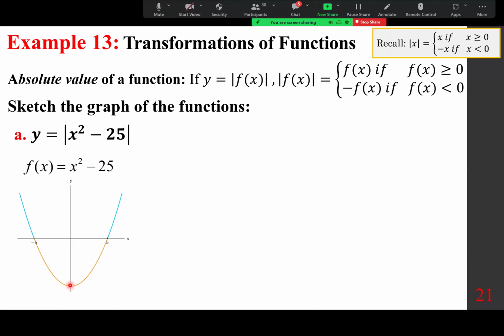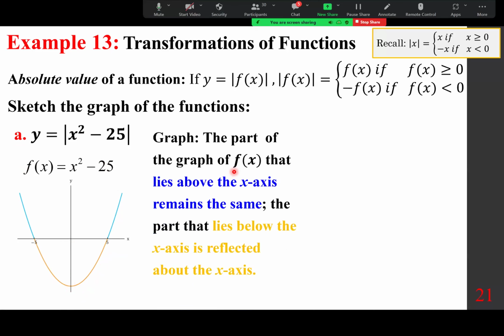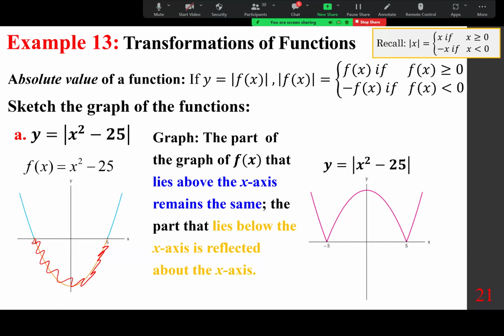Then pay attention to this process. The part of the graph of f of x that lies above the x-axis remains the same. So this portion doesn't change. The part that lies below the x-axis is reflected about the x-axis. So this part, because it's below, flips over and looks like this. And now this is y equals absolute value of x squared minus 25. So pretty straightforward.